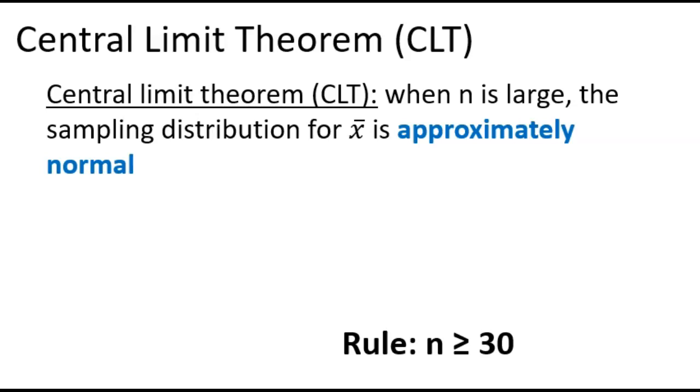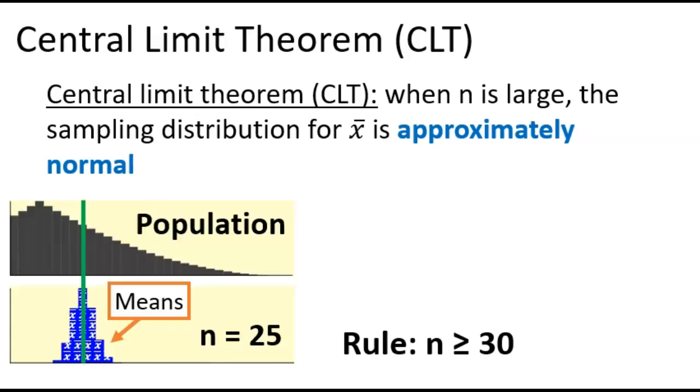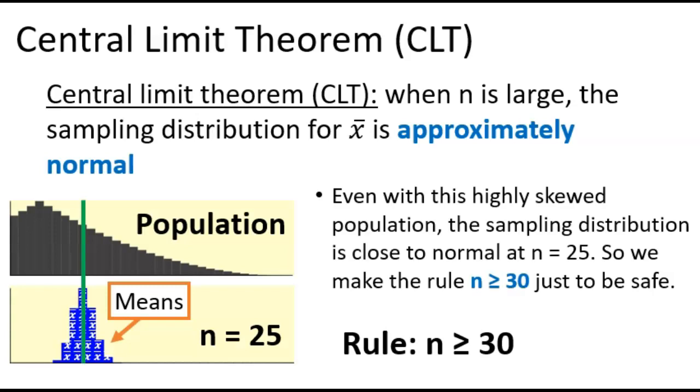It says when n is large, because it sort of depends on what the population looks like, right? If the population is close to normal, you don't need a really large sample to get you there, right? However, if it's strongly skewed or it has some huge outliers in it or something like that, you're going to need a bigger sample in order to get there. And so the central limit theorem really doesn't talk about sample size.